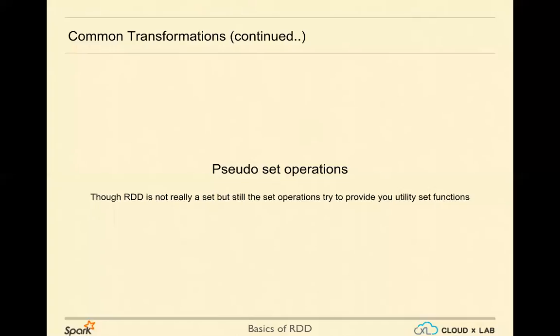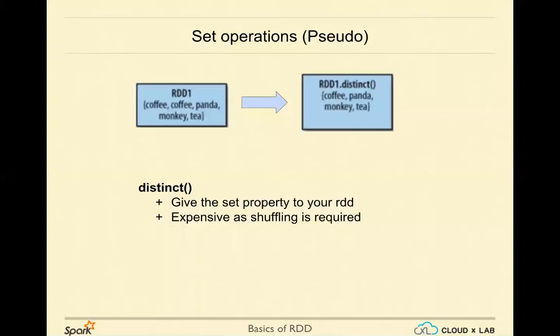What is a set? In set theory, you must have read, a set is a collection of unique elements. So though RDD is not really a set, the set operations provide you utility set functions that you can use. Let's say you want to find the distinct elements from an RDD. We can use an inbuilt function called distinct.